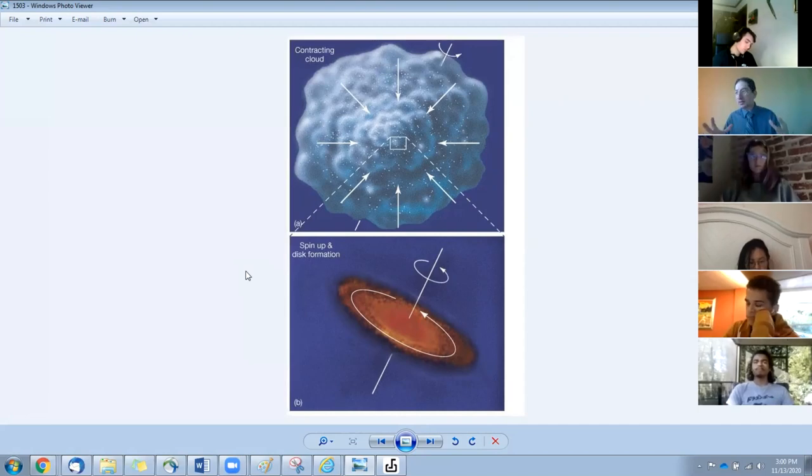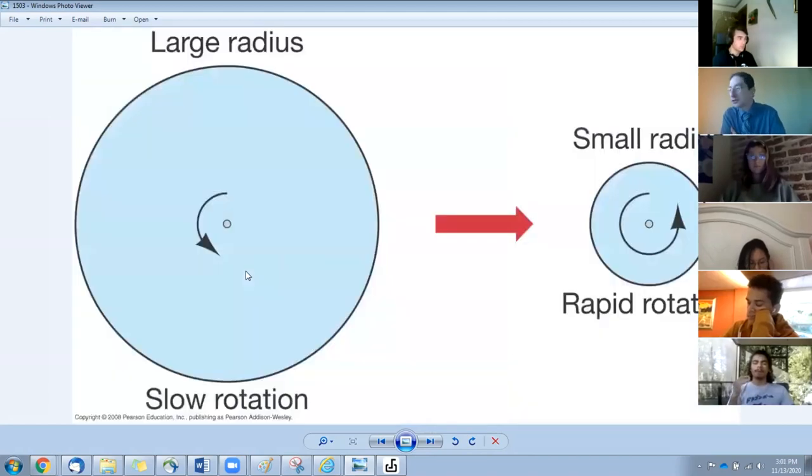But as this cloud collapses and gets smaller, it will spin up. It'll rotate faster and faster the smaller it gets. Something called conservation of angular momentum. And you've seen this before. You've seen a figure skater go into a spin. As they pull their arms in, they go faster and faster, and then they put them out again and slow down. Angular momentum is one of these things that need to be conserved, like regular linear momentum.